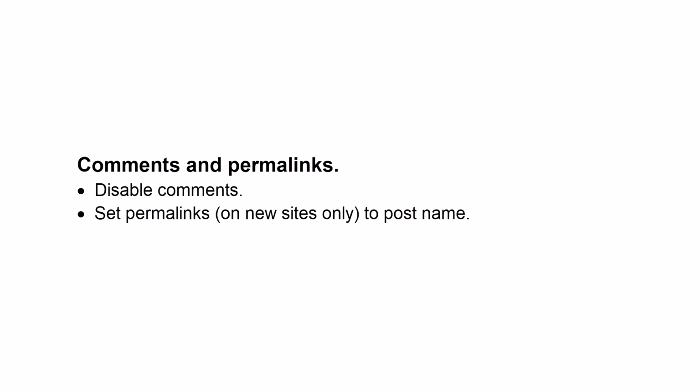The next thing I want to do is to disable comments, so people can't leave comments on my website, and I want to set the permalinks to post name. Now with permalinks, only change the permalinks if you've got a brand new site. If you've got an established website that Google already knows about, don't change the permalinks, because if anybody's linked to a particular page on your site and you change the permalink, that link will break. So only change the permalinks on a new site, and if you've got an established site, I would leave them alone. So first we'll disable comments.